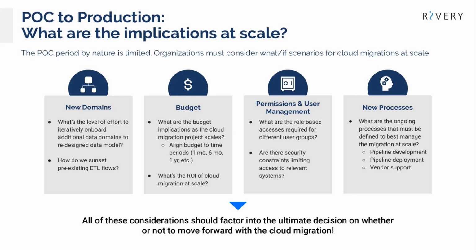The last area here is new processes. So, similar to any new initiative or routine, there will be required processes to manage the migration initiative at scale. And pipeline development and deployment to production are two paramount processes that should be actively managed and planned for, as these processes form the backbone of any ongoing cloud migration.